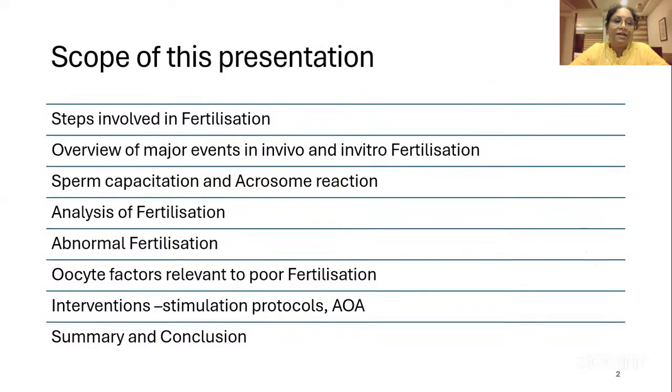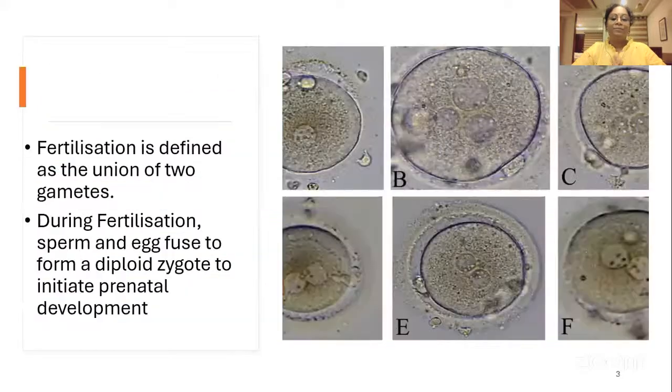I have also included information on the interventions. What can we do? What does the literature say? Can we do something with the stimulation protocols to improve fertilization, and then about artificial oocyte activation. Finally, summary and conclusion.